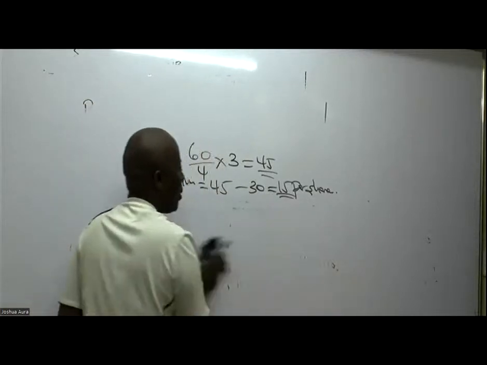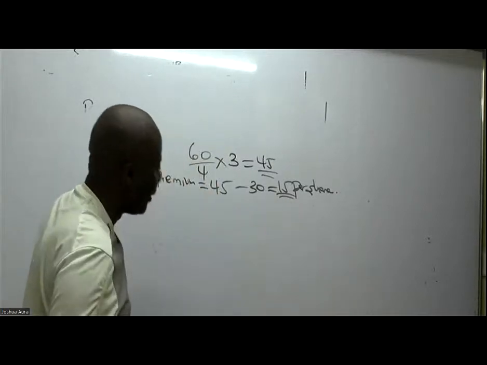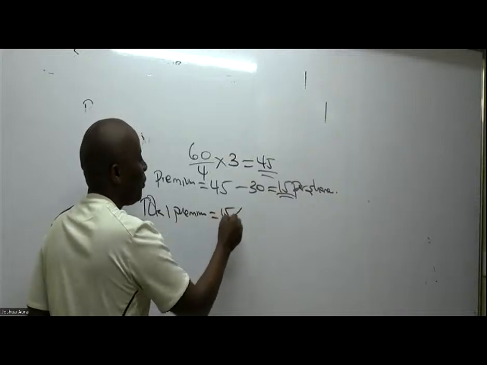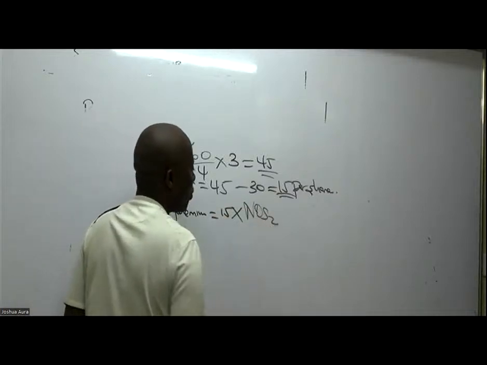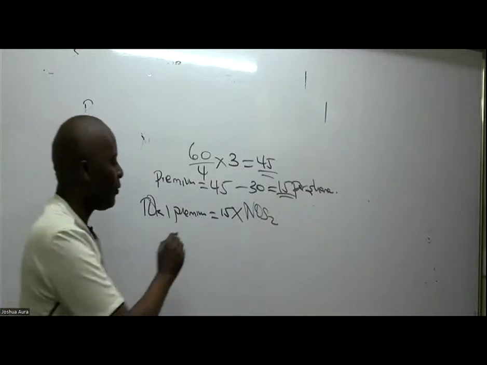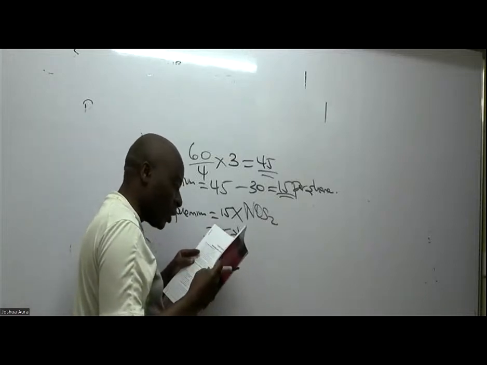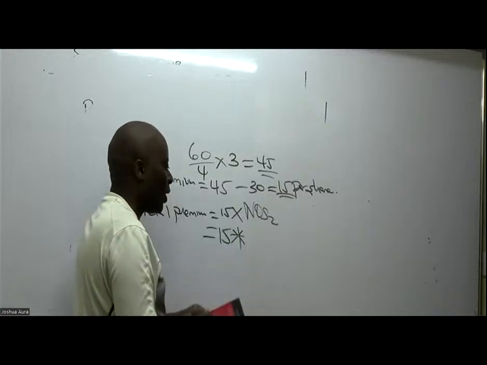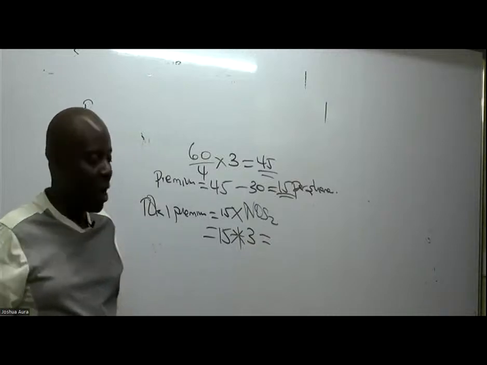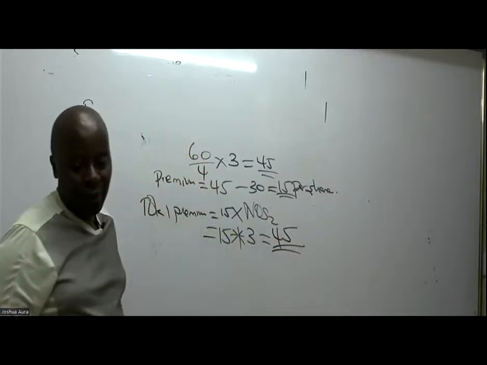They wanted the total premium. So what they want is the total premium. So I need to come here and ascertain my total premium, which will be equal to this 15 per share times the NOS of the second company. NOS is the number of ordinary shares. So I'll take 15 times the number of ordinary shares of the second company, there are 3. So 15 times 3 gives me how much? 45.